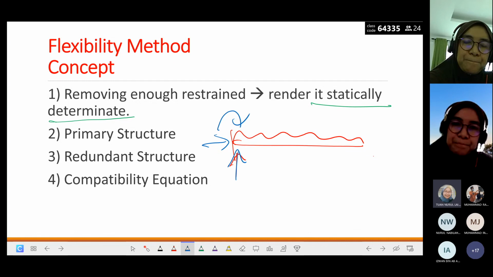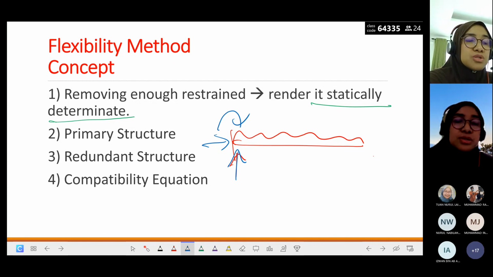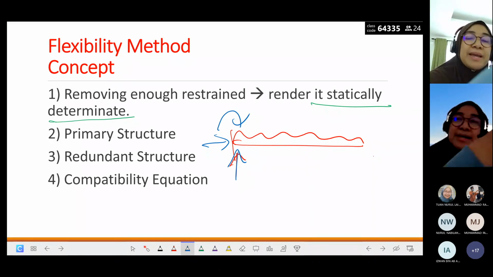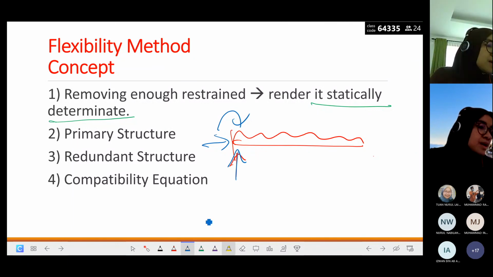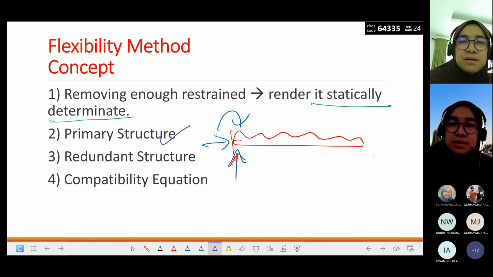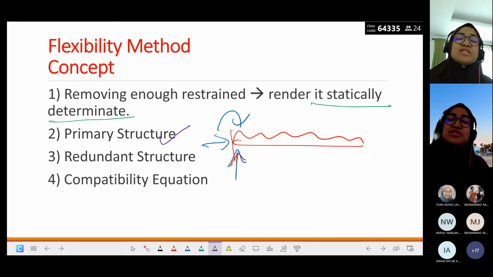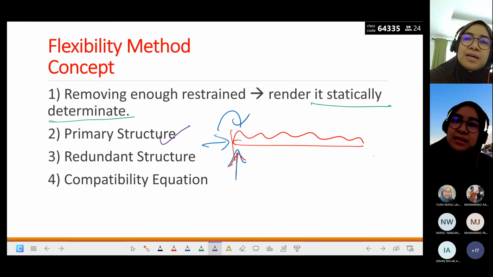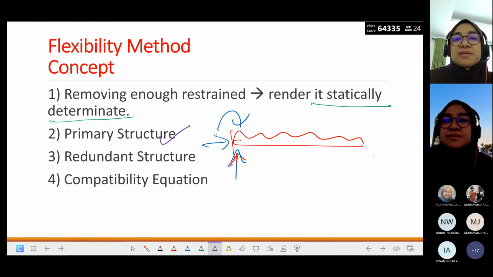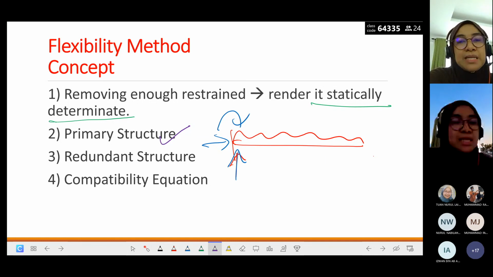Okay. So the one that we remove, the beam after removing redundant is called the primary structure. The beam after removing redundant is called the primary structure. This is the primary structure. This is one of the primary structures, one possibility.